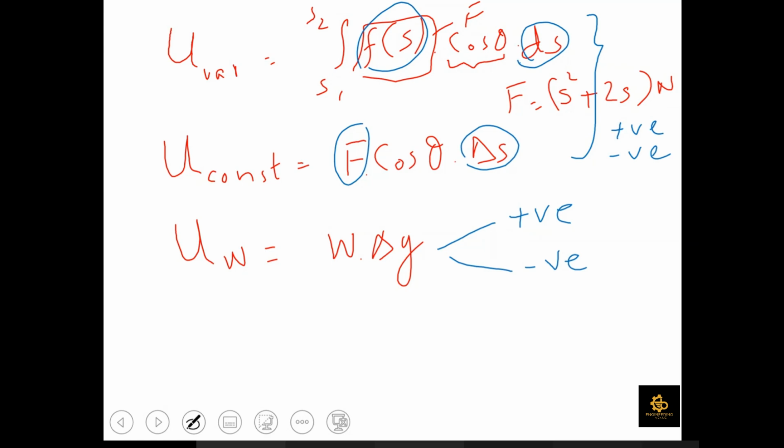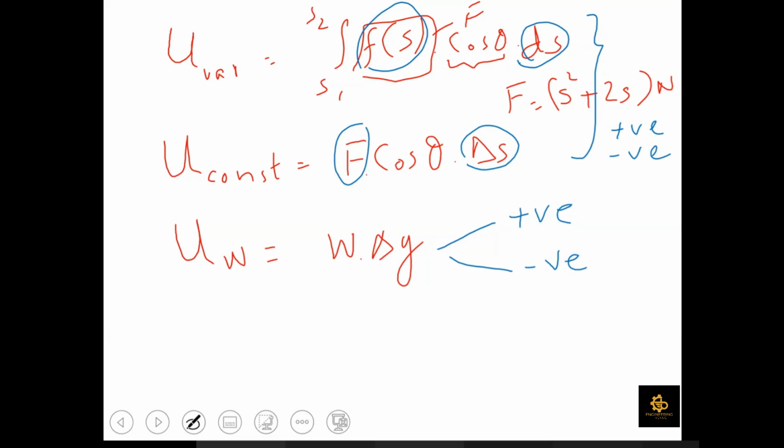So if delta y is also acting downward, then since weight and delta y are along the same axis, the work done due to weight is going to be a positive quantity. However, if delta y is in the upward direction, that is opposite to the direction in which the weight is acting, then for that case, the work done due to weight is going to be a negative quantity.